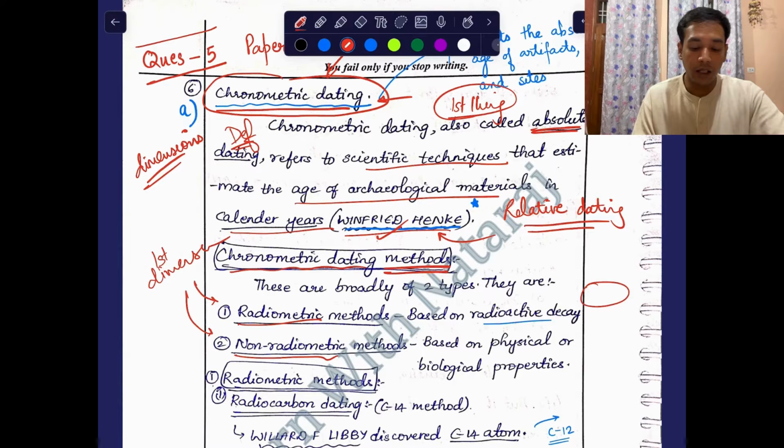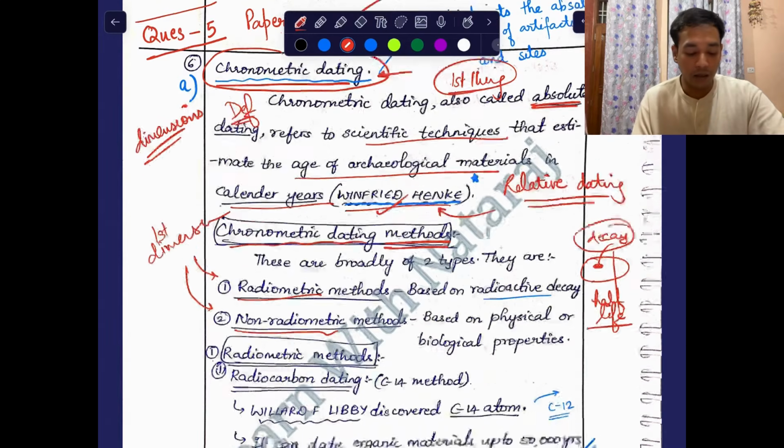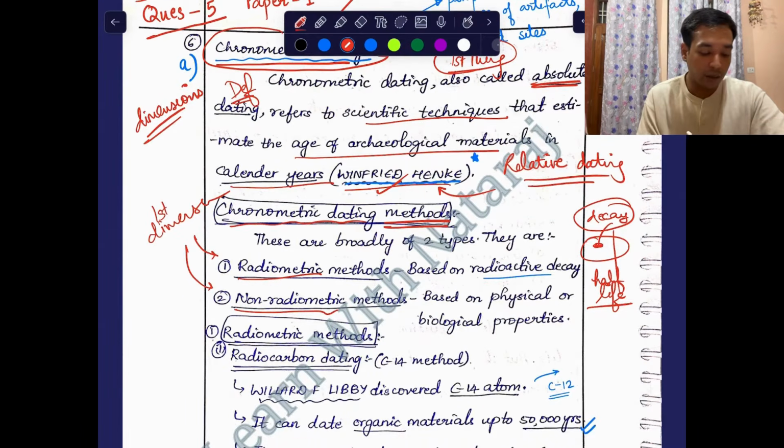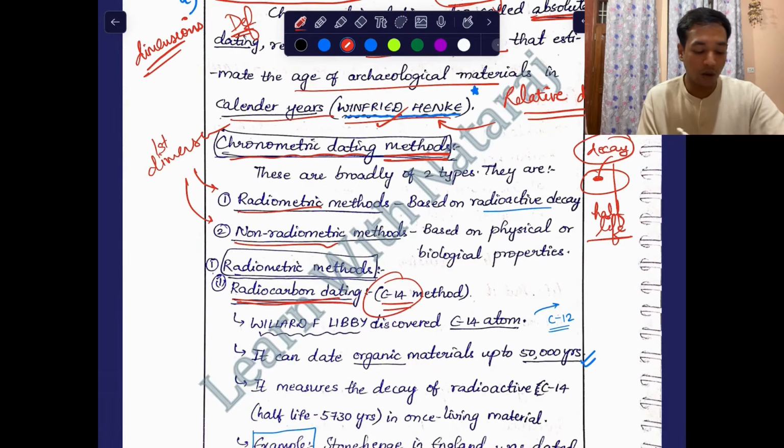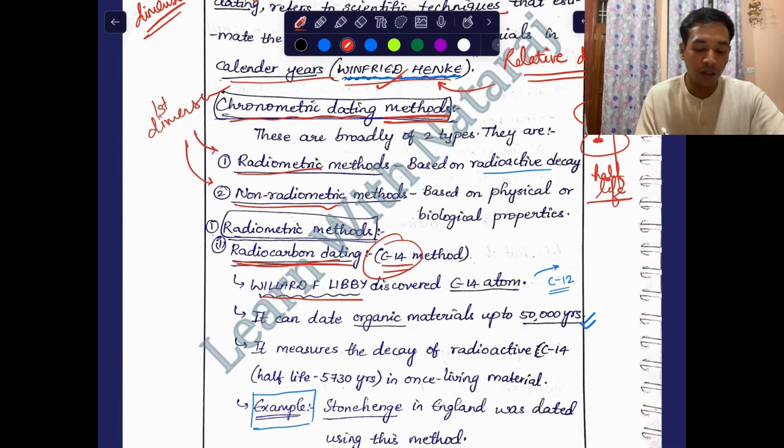So we have a material which has radioactive material, it will be decaying. When it decays, it has a half life. So we could say it has taken place over these many years. For example, an example of radiometric dating is radiocarbon dating, where we use the carbon dating method. C14 is a radioactive material. Here again we have a scholar, Willard F. Libby. He discovered the C14 atom, and C14 disintegrates into C12. It can date up to 50,000 years, since the half life is 5730 years.